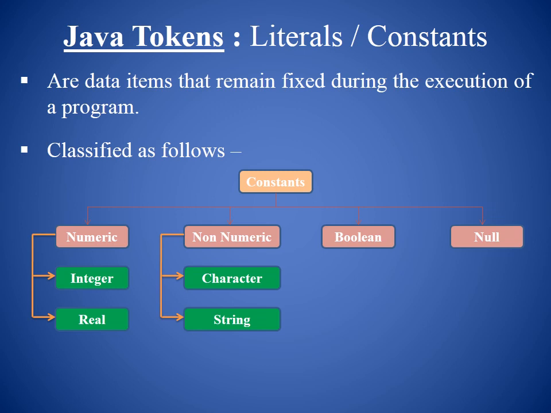Now in this slide you see the token literal. A value that cannot be changed during program execution is known as a literal. A literal is also known as a constant. The various types of literals you can see in the figure. Now you will know about them one by one.